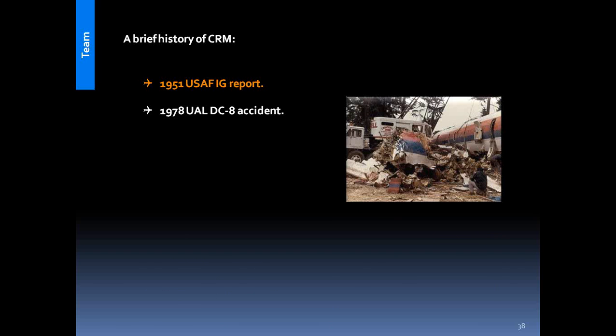Here's a brief history of CRM training. Not too long after World War II, in 1951, the U.S. Air Force Inspector General did a study on accidents and issued a report that said essentially that the Air Force should start doing, they didn't call it that back then, cockpit resource management training. But nothing happened until 1978 when a United Airlines DC-8 went down in Portland. And I'll tell you the story quickly in case you don't know it.